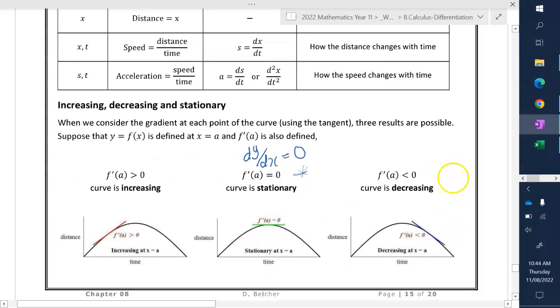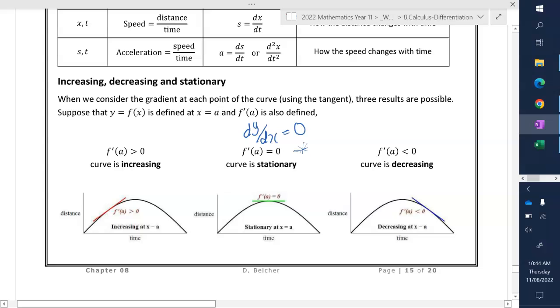These three parts below here are really important for us for now: increasing, decreasing, and stationary. When we consider the gradient at each point of the curve, which is the first derivative, the gradient of the tangent, these three results here are possible. We're going to suppose that y is equal to f of x, and at some point a, x equal to a, we've got f of a in there. The a is generally just a number on the curve.